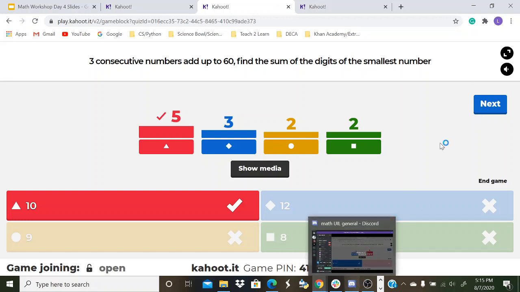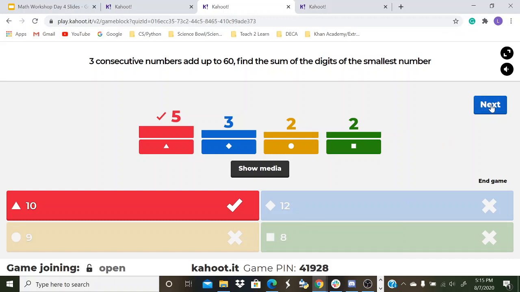And we're good. Okay. Yeah, so for this one, it says the sum of the digits, so you needed to find the digits, the smallest number, which was 19, and then you needed to add 1 and 9 together to get 10.